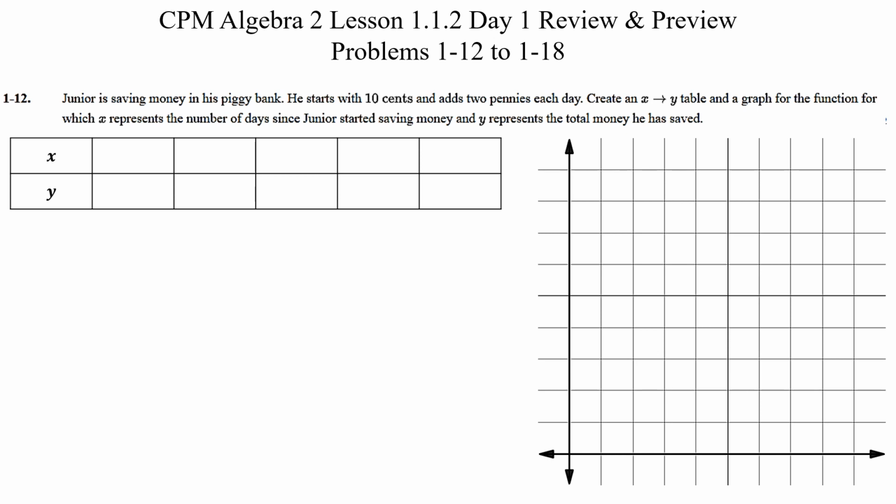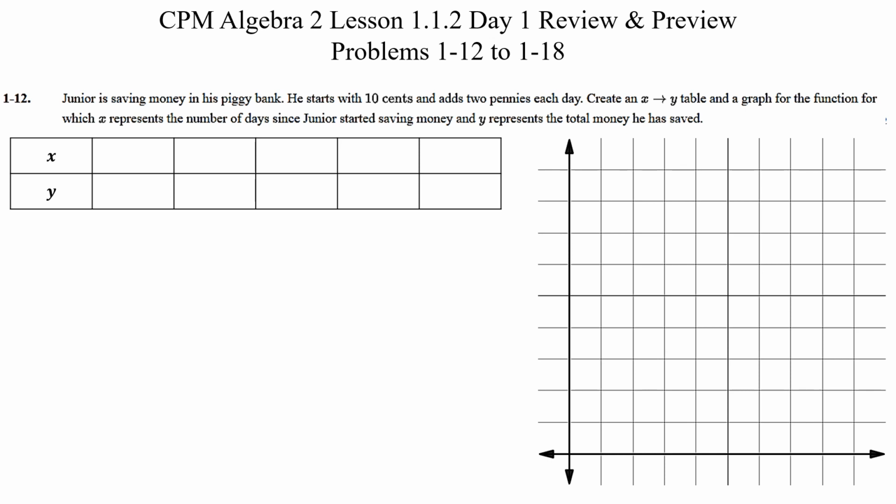In this video, we are going to cover the CPM Algebra 2, Lesson 112, Day 1 Review and Preview problems, which are problems 112 through 118. So problem 112. Junior is saving money in his piggy bank. He starts with 10 cents and adds 2 pennies each day. Create an XY table and a graph for the function for which X represents the number of days since Junior started saving money and Y represents the total money he has saved.